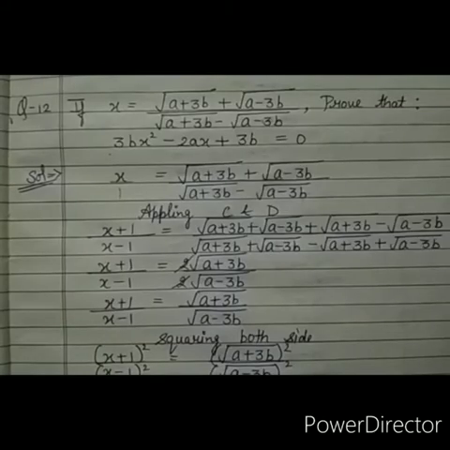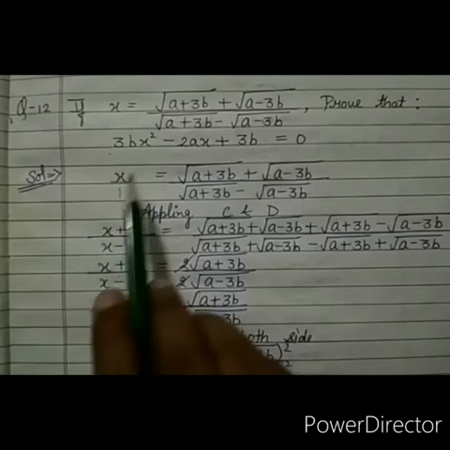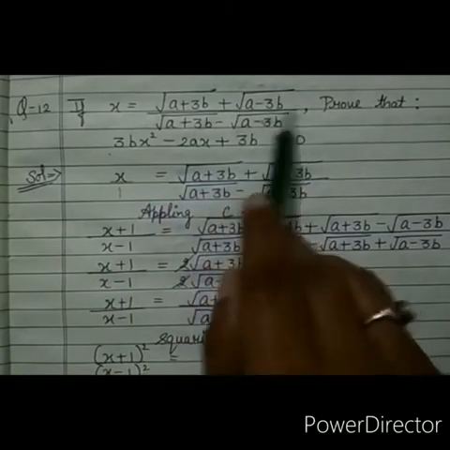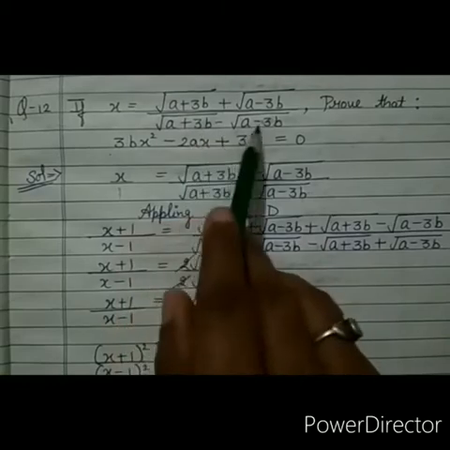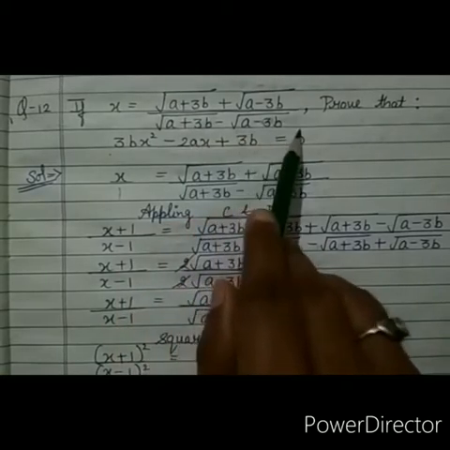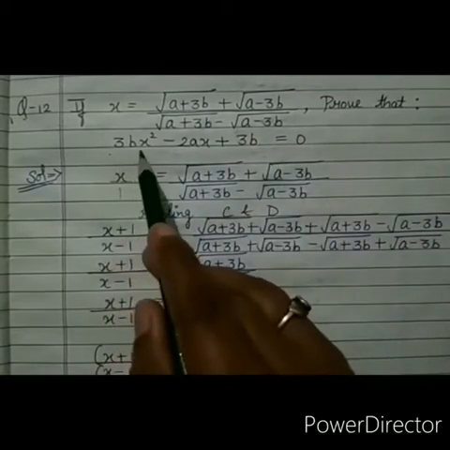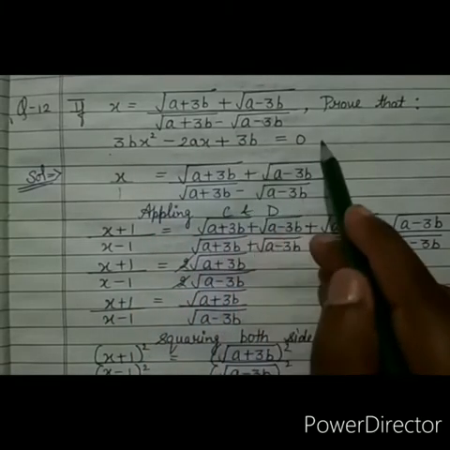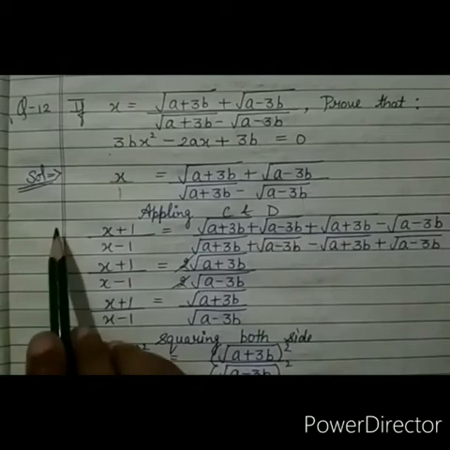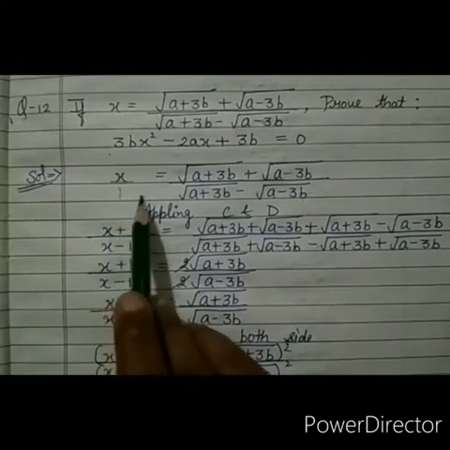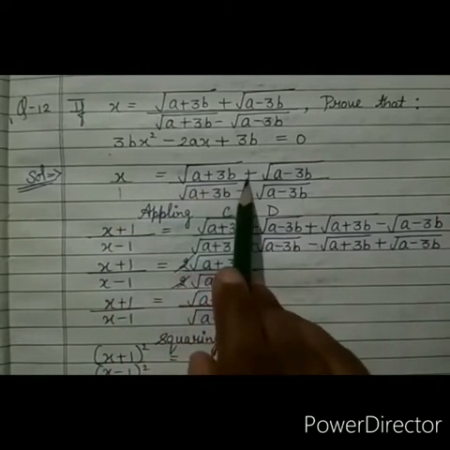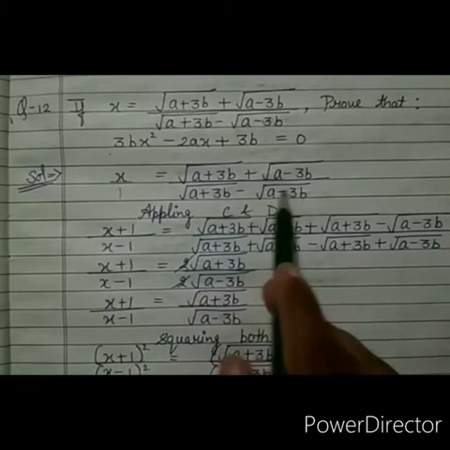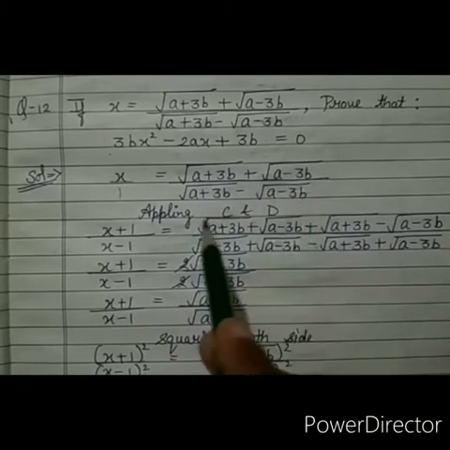Now the next question is question number 12. If x is equals to under root a plus 3b plus under root a minus 3b upon under root a plus 3b minus under root a minus 3b, prove that 3bx square minus 2ax plus 3b is equals to 0. In this question, we have given the value of x, which is equals to under root a plus 3b plus under root a minus 3b upon under root a plus 3b minus under root a minus 3b.